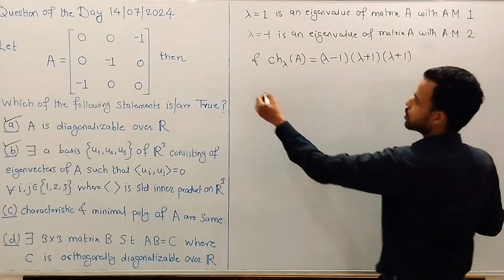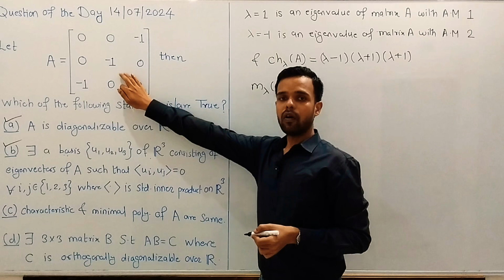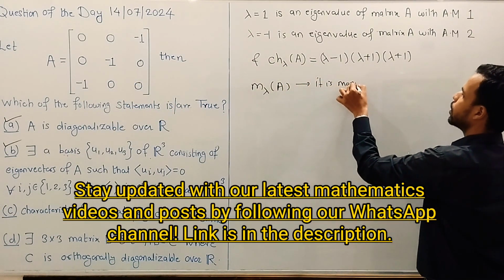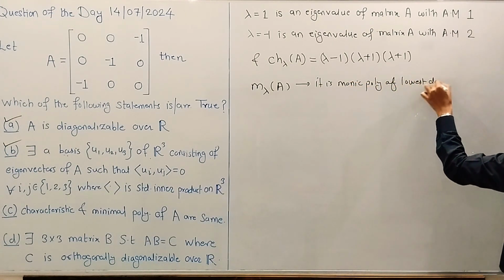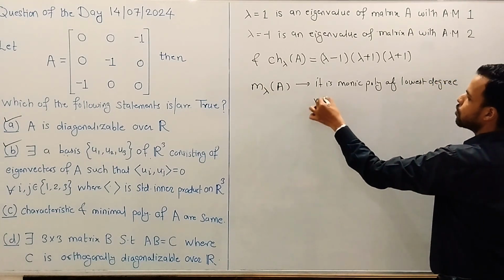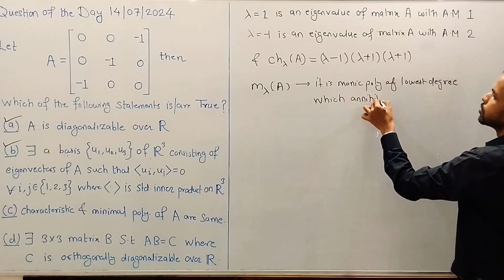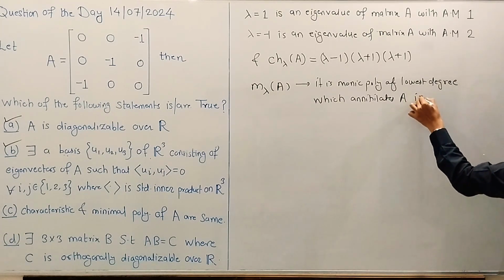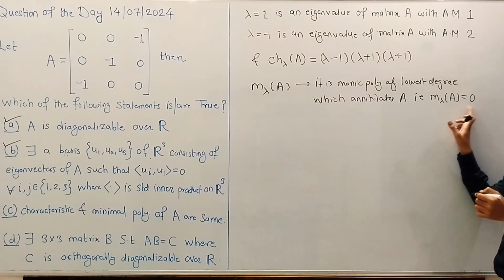So if I denote m(lambda) of A as the minimal polynomial of a matrix A, then it is a monic polynomial of lowest degree which annihilates A. Annihilates A means that m(A) is equal to the 0 matrix. This is not a 0 real number, it is a 0 matrix.